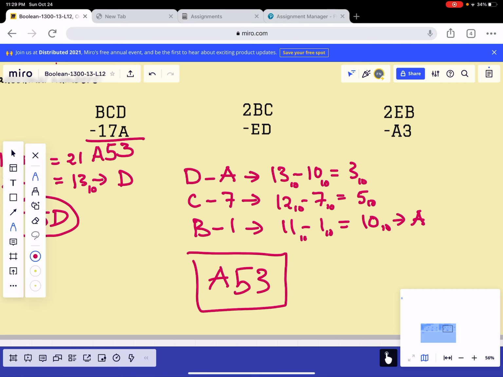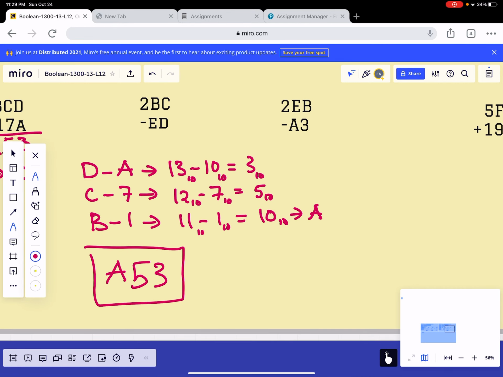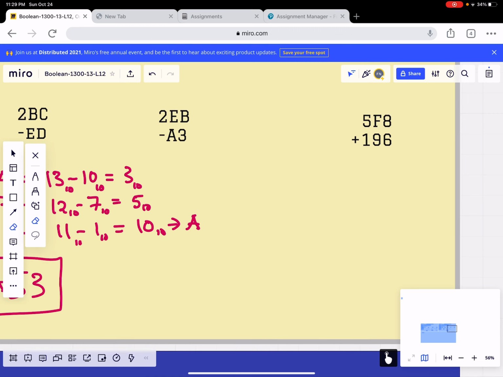Okay. Let's do the last number. So I'm going to erase this one. Oh, I leave it right there. So let's do this number. Let's move on and do the next number.